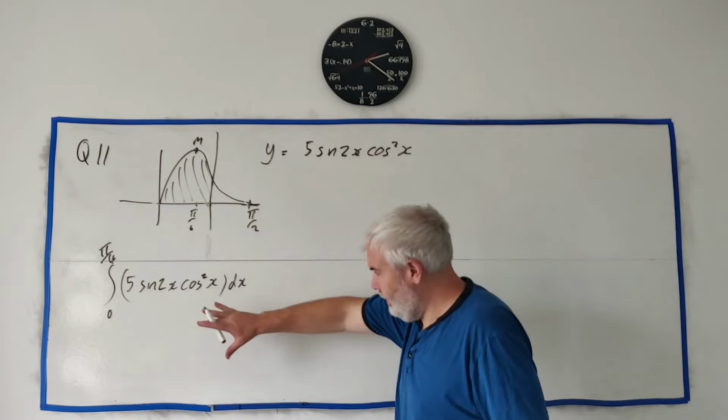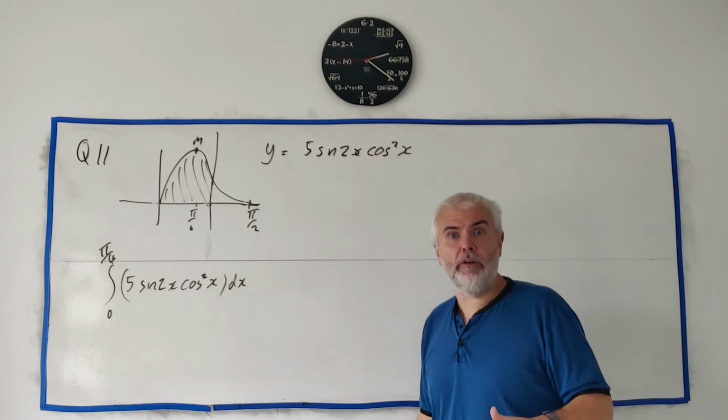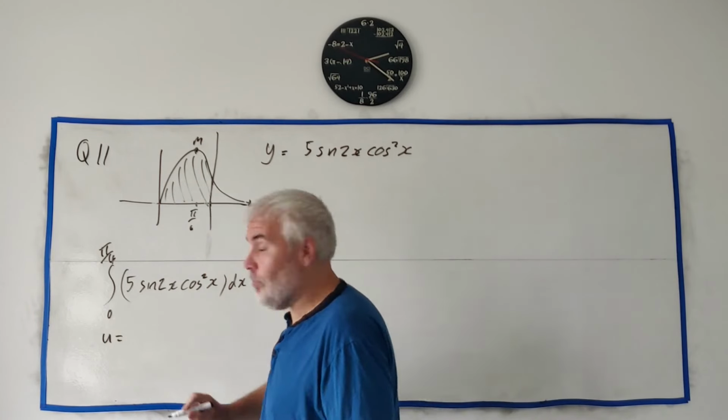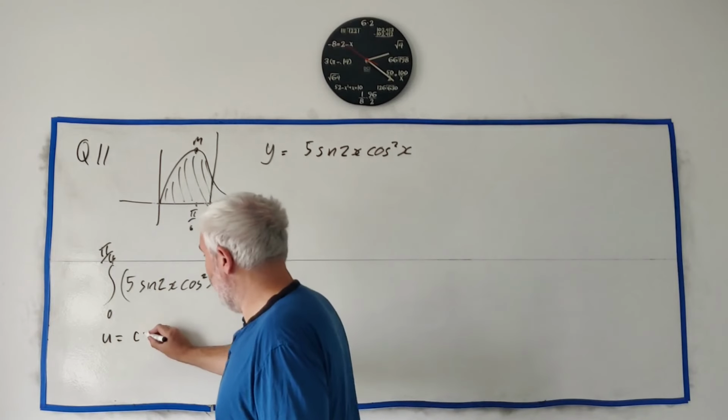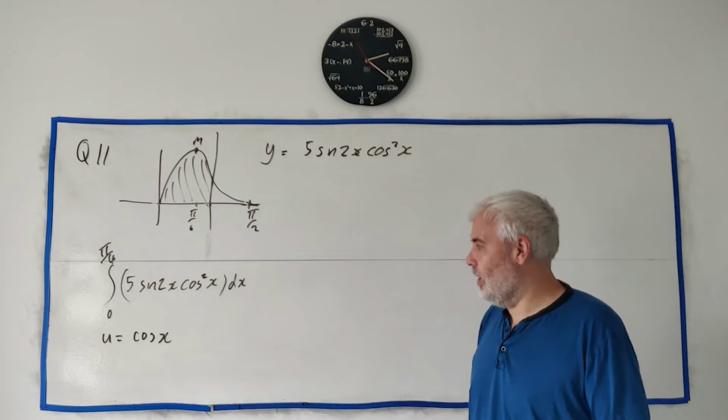Now this would be a difficult question, or how do you start this, where do you begin? But they've helped you out on that, which is sort of nice of them. They've told you how to begin. They told you to use substitution: u is equal to cosine x. Now they do that because it's a difficult question as you get into it.